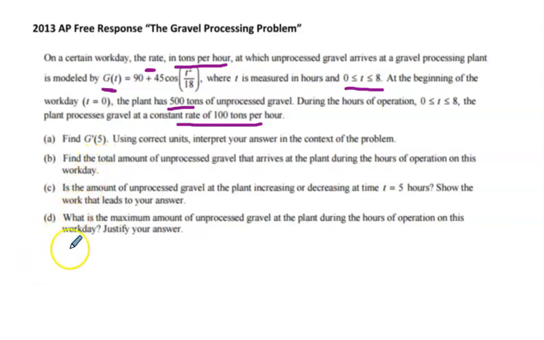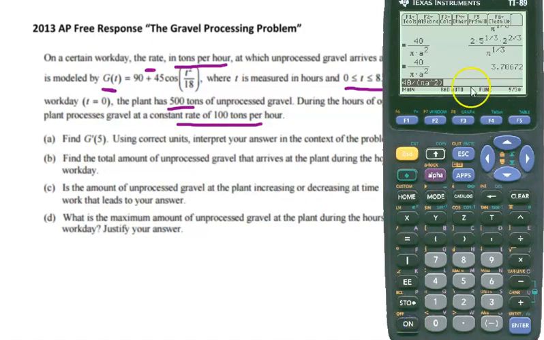So G prime of 5 we're going to get by differentiating G. Now remember that G is already a rate function. So when we find G prime of 5, we are taking a rate of a rate, and so our units are going to be, instead of tons per hour, tons per hour squared. And we're going to work this on our calculator.